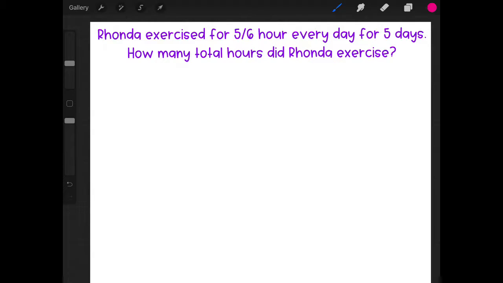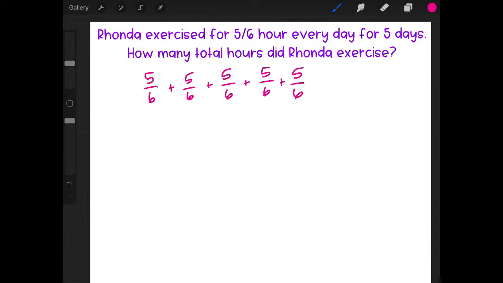So one way that we could do this is we could take our fraction 5/6, and we know she did it 5 times, so I'm going to write it out 5 times. 1 time, 2 times, 3 times, 4 times, 5 times. Now that took a little bit of time.